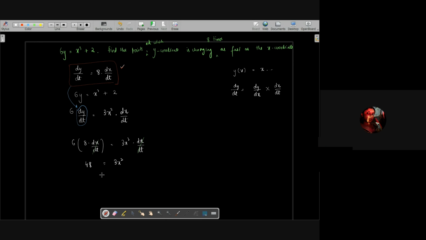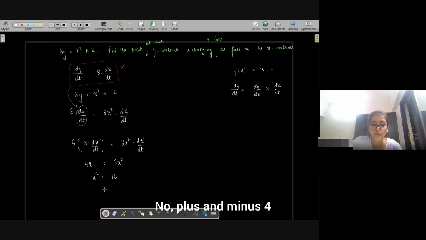So 48 over 3 is just, and then cube. Oh, it's just x squared. Okay, I thought it was cubed. It's just 4. X squared, yes. No, plus and minus 4.